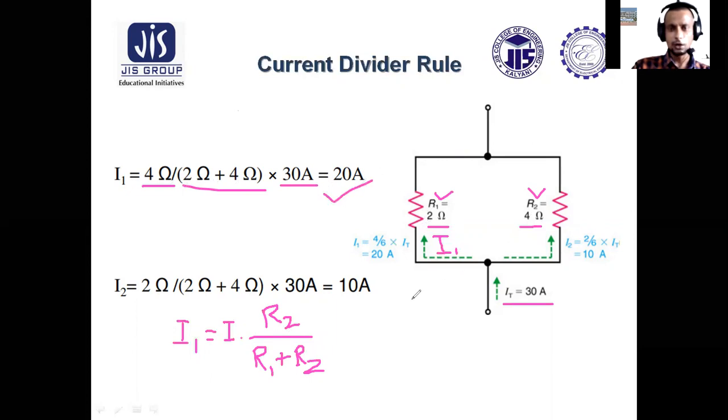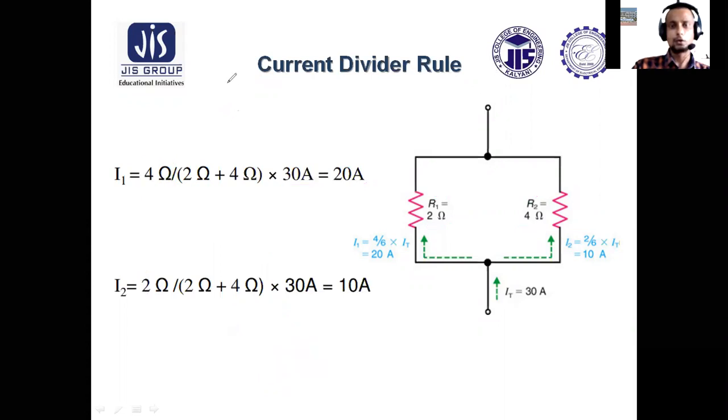Similarly for I2, in the numerator there should be R1. While finding I2, this should be R1. R1 is 2 ohm, so in the numerator there is 2 ohm. So the only change between these two is in the numerator resistance. Clear? Okay.